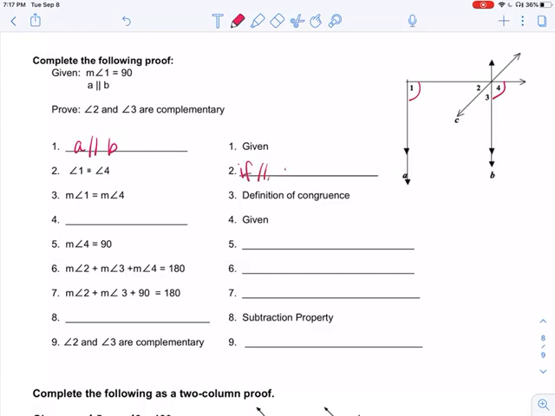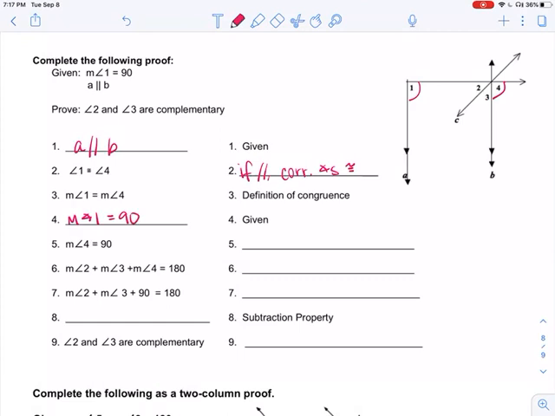If parallel, corresponding angles are congruent. The measure of 1 plus the measure of 4, we're just changing how it appears. So this is going to be our definition of congruence. And now I'm going to put in that second part of the given, the measure of angle 1 is equal to 90.